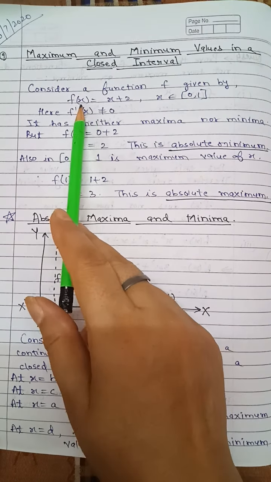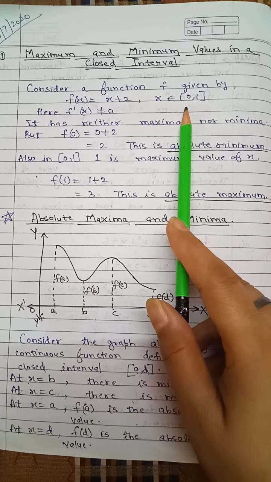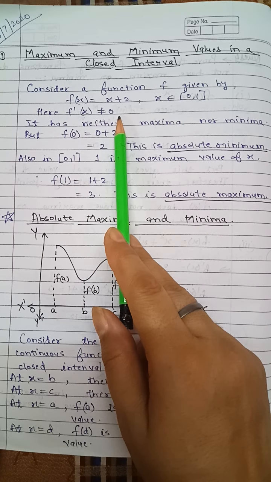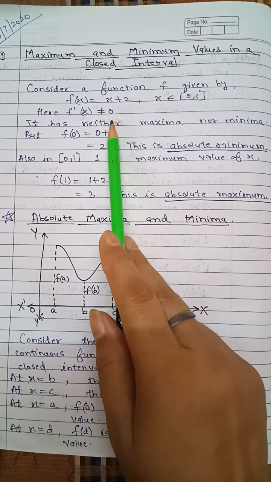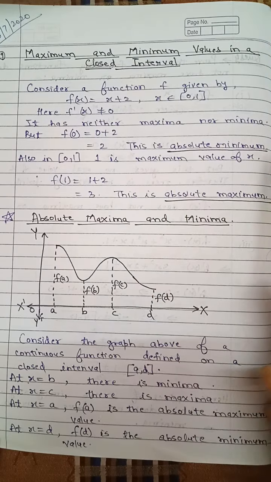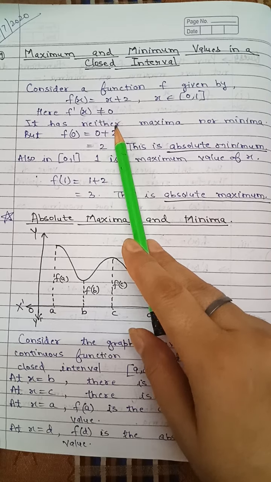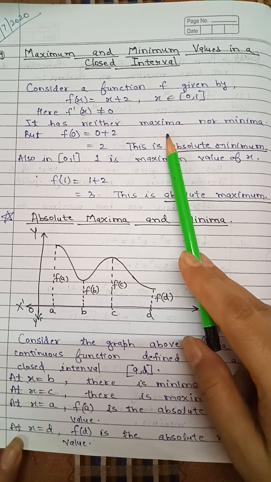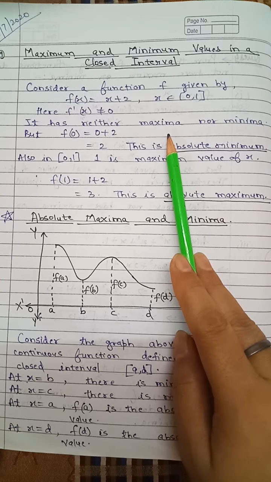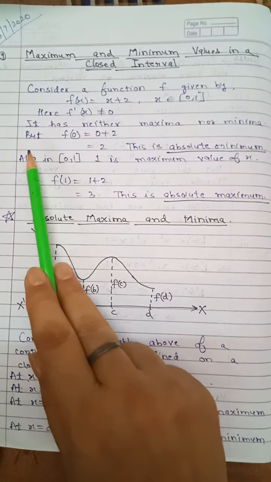Here you can see a function is given, f(x) = x + 2, where x belongs to [0, 1], which is a closed interval. Here f'(x) is not equal to 0. If I find f'(x), it is 1, which is not equal to 0. When it is not equal to 0, it has neither a maxima nor a minima. It means that when the derivative is not equal to 0, the slope is not flat, there is no peak, there is no valley, so there is neither maxima nor minima.